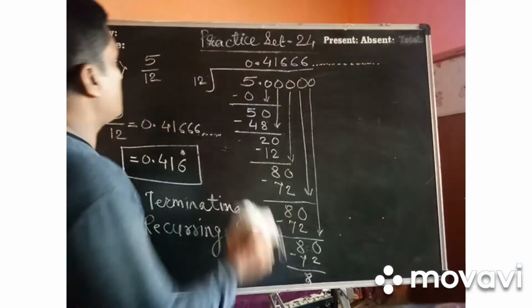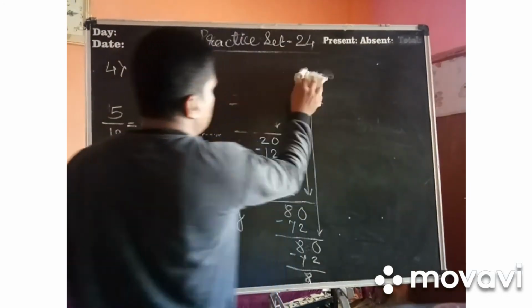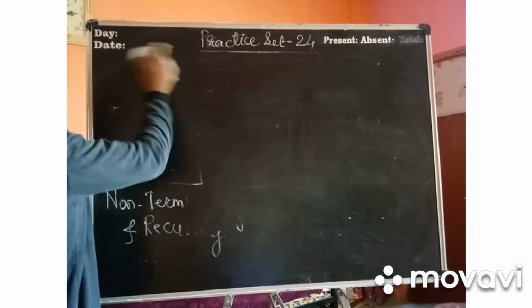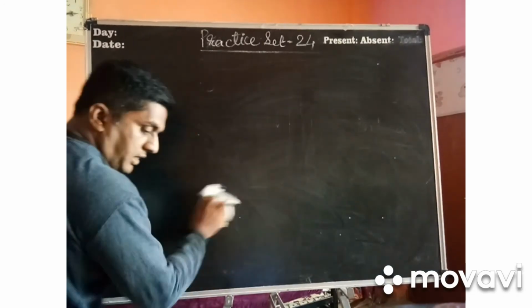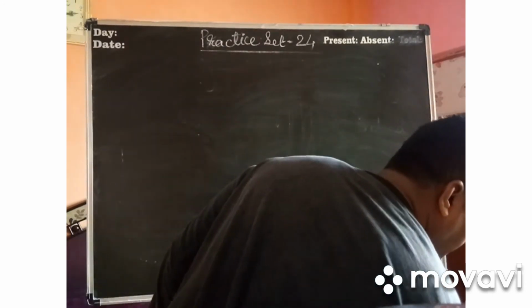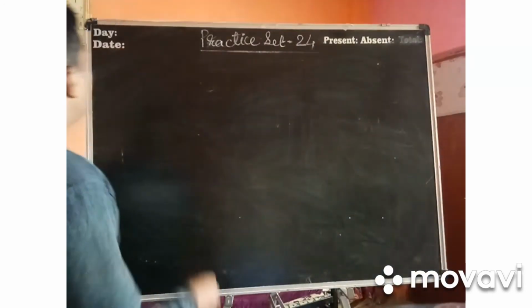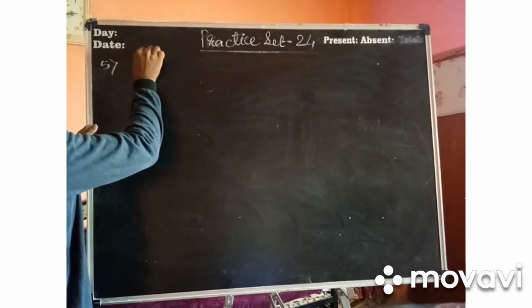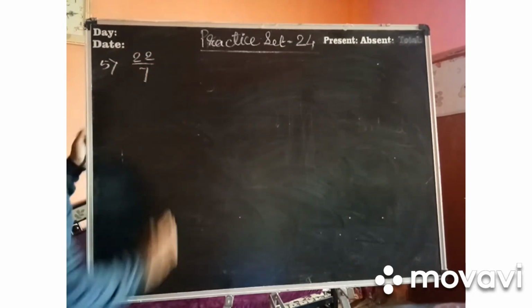Now let us move on to the fifth sum. So children, see, fifth sum, what way to solve it? You must be having it in your textbooks. But if you don't have, I am solving it on the blackboard. You have to see the fifth one, and that is 22 upon 7. So your fifth sum is 22 upon 7.